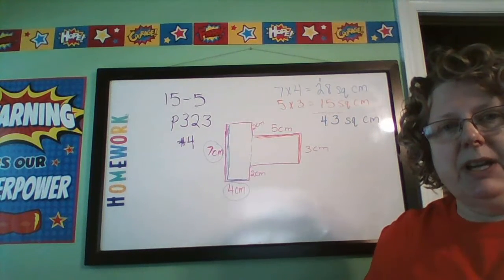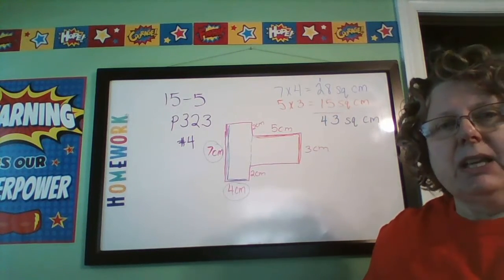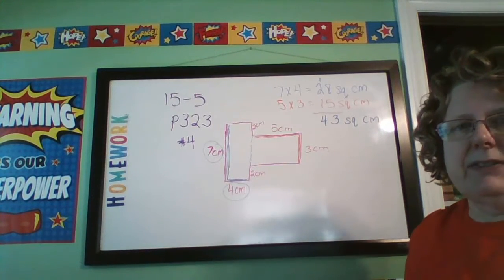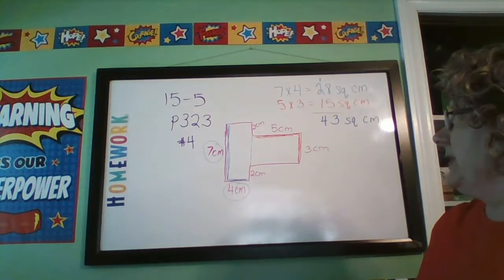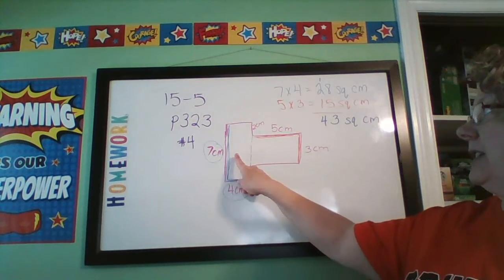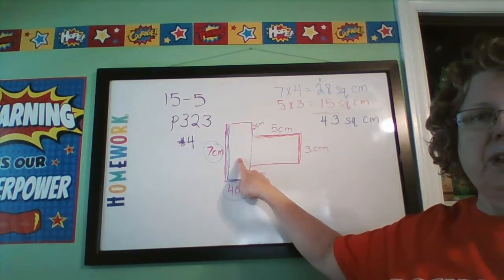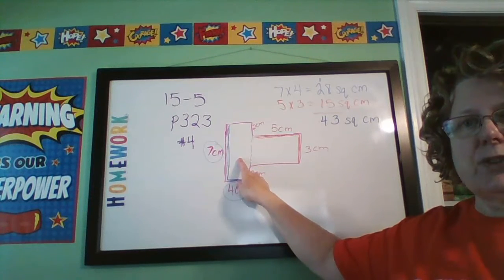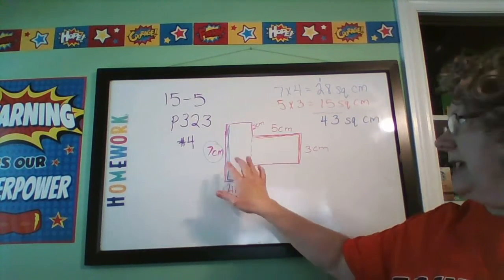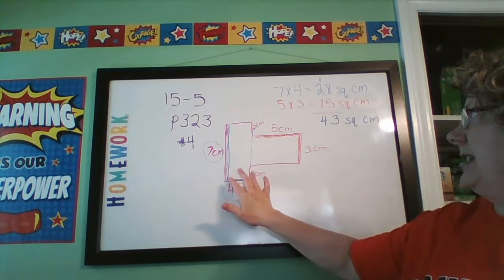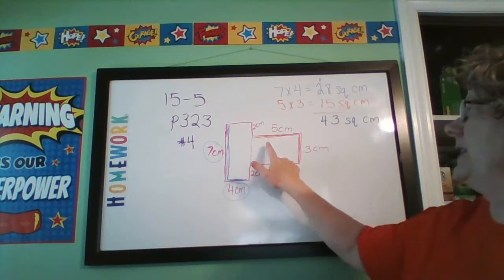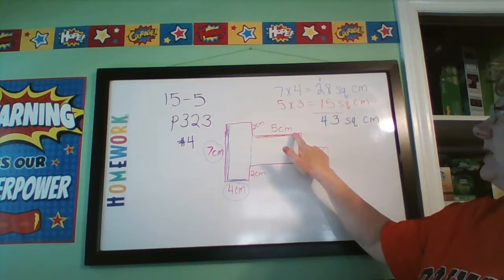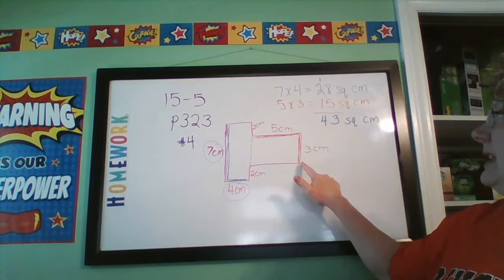So I've divided my T shape into 2 rectangles. The first rectangle has a length of 7 centimeters and a width of 4 centimeters. In order to find the area of this rectangle, you would do 7 times 4, and that would give you 28 square centimeters. That gives me the area just of this section. Then I need to find the area of this section. Well, the length here is 5 centimeters. The width is 3 centimeters.